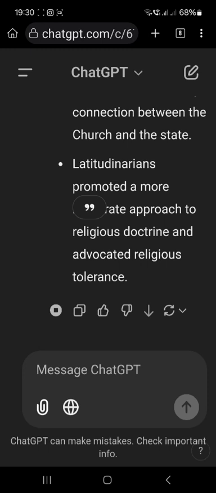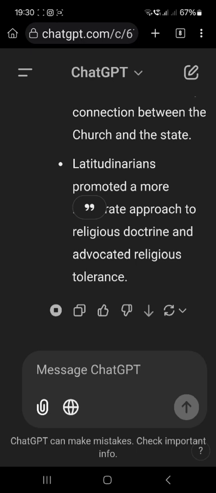Results. 1. William and Mary's ascension. William of Orange, along with his wife Mary, accepted the invitation and arrived in England with a Dutch fleet. They were proclaimed joint monarchs, and King James II fled to France, leading to a relatively peaceful transition of power.